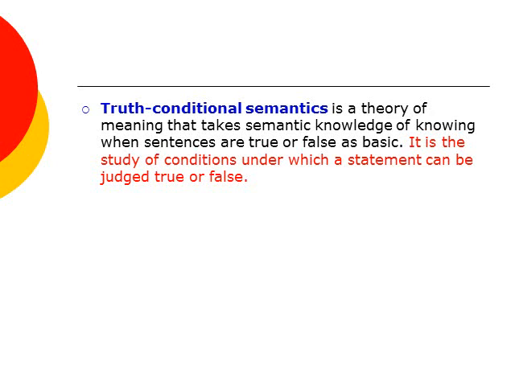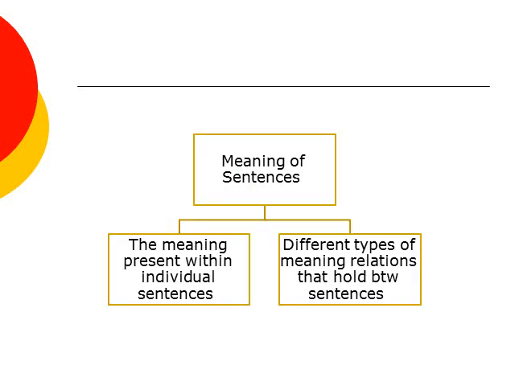Truth conditional semantics is the study of conditions under which a statement can be judged as true or false, and this is what I'll be explaining in the coming few slides. Today we will be discussing 2 types of meaning within sentences. The first type is the meaning present within individual sentences, while the other type is the different types of meaning relations that hold between sentences. So let's move on to discuss truth conditions within individual sentences.